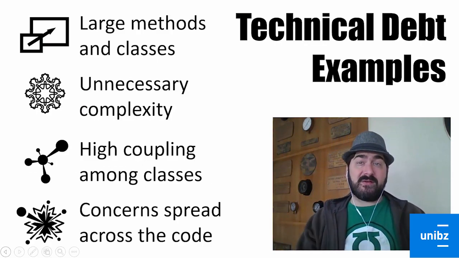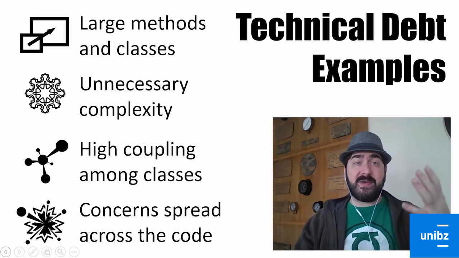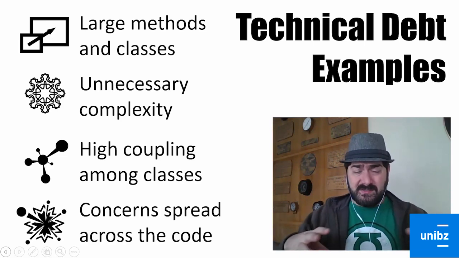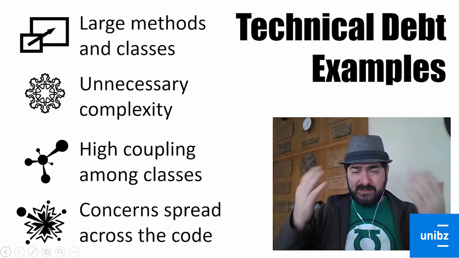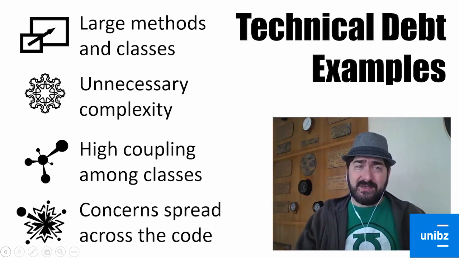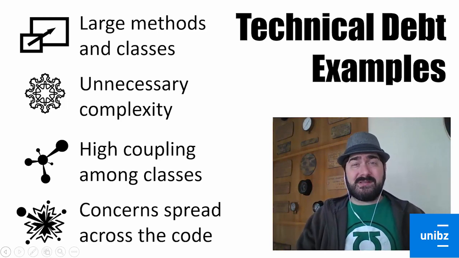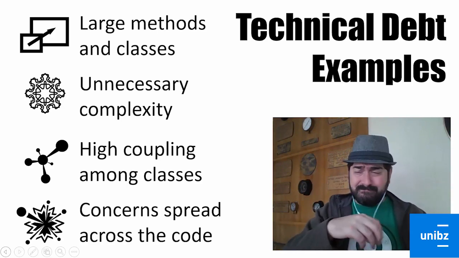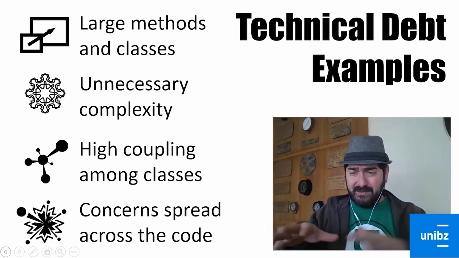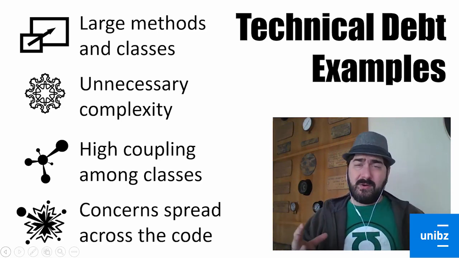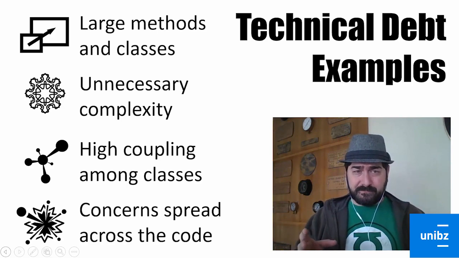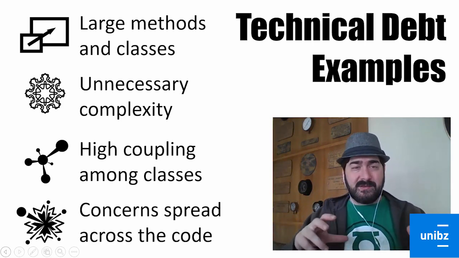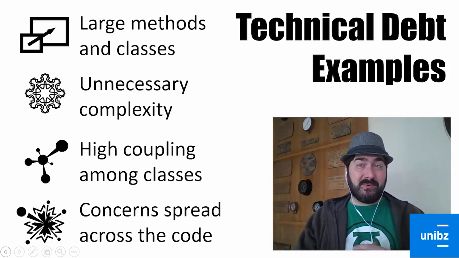So, some examples of technical debt. Imagine that you have large methods and large classes. They are hard to maintain and they usually keep growing. Since people don't know how to handle this, they just put more code there. Some unnecessary complexity, because people will just spend more time to understand the code than necessary. High coupling among classes, where everything that you change there has impact in many parts of the system. And even concerns spread across the code, so that for fixing or changing something, you need to change different points in the code. So these are examples of technical debt.